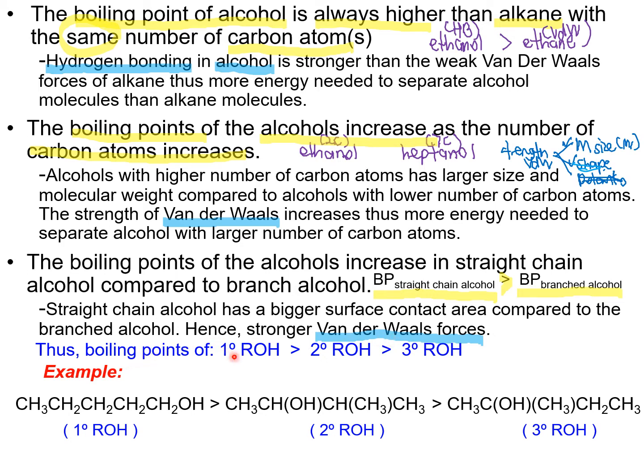Okay, that's why the boiling points of primary alcohol will always be greater than secondary and tertiary alcohol. For example, if you see here, this is a straight chain alcohol. So that's why its boiling point is higher than this secondary alcohol. Because secondary alcohol will only have one branch, if I'm not mistaken. Tertiary alcohol has 3 branches. So that's why it prefers primary alcohol. Okay, why? Because straight chain alcohol will increase the strength of intermolecular forces, the strength of van der Waals forces.